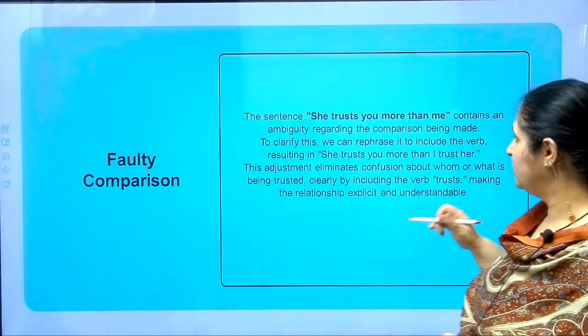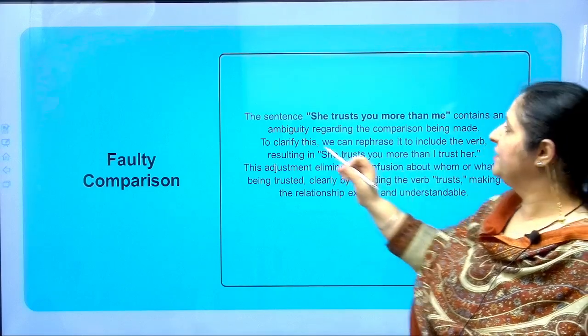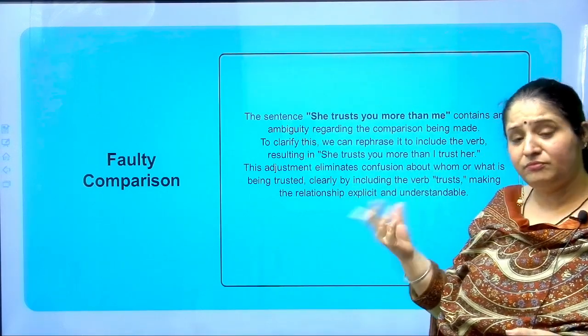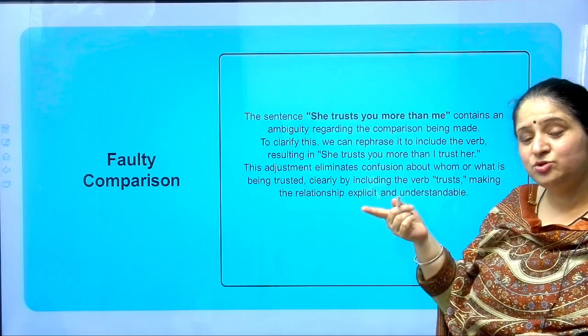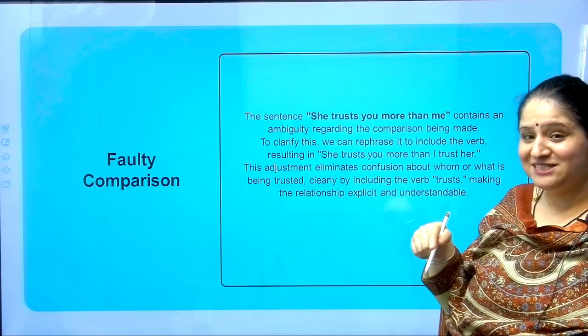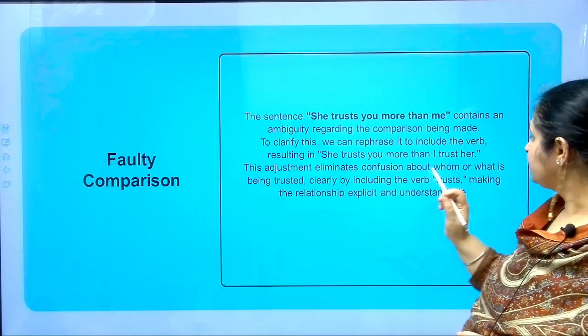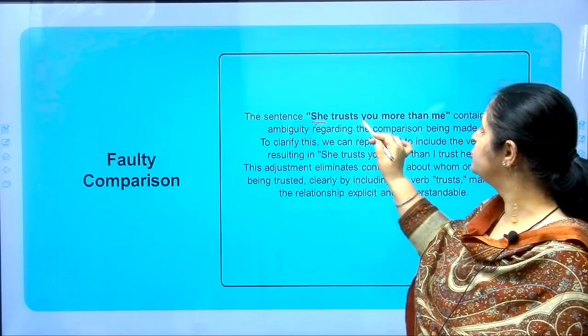Faulty comparison. कैसे होता है? Okay. The sentence says she trusts you more than me. अब देखो ध्यान से देखना. She trusts you more than me. ठीक है. अब ये faulty comparison है. क्यों faulty comparison है? क्योंकि हमने बोला she trusts you.